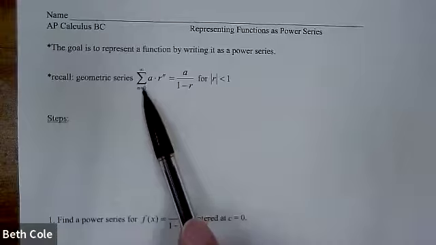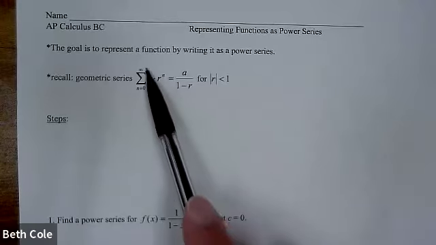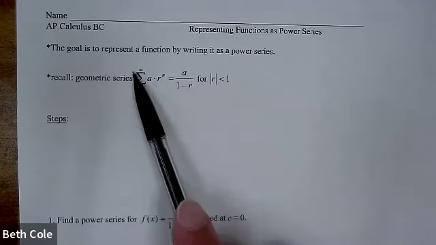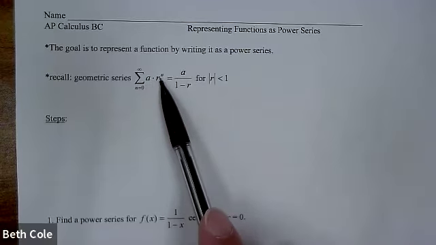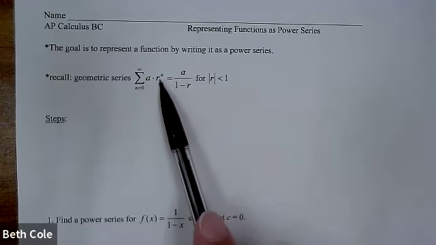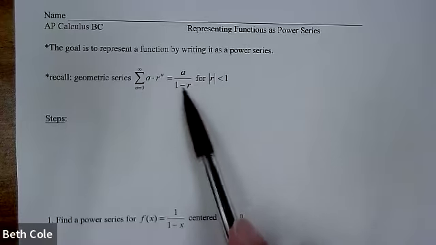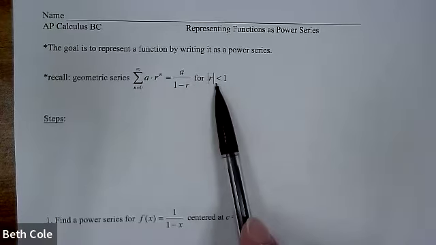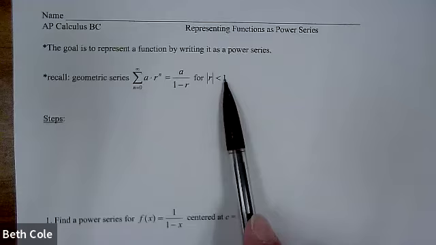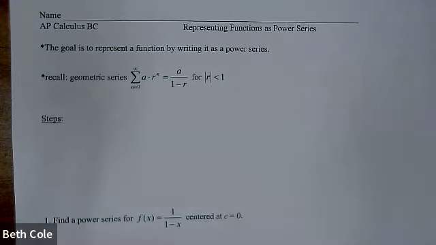This is what it looks like in the sigma notation. Summation from n is 0 to infinity, a times r to the n. Does it look familiar? Went that long ago. And that sum is a over 1 minus r. And in order to converge, your absolute value of r has to be less than 1. Okay, so what we're going to do is force all of these to look like that.